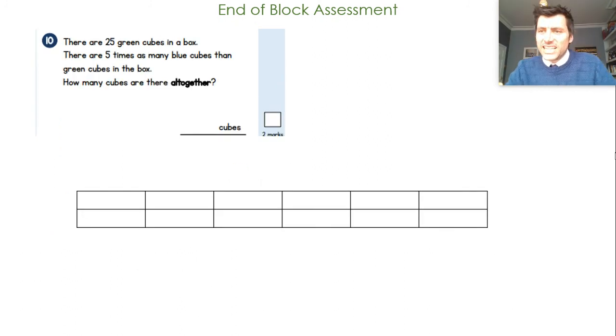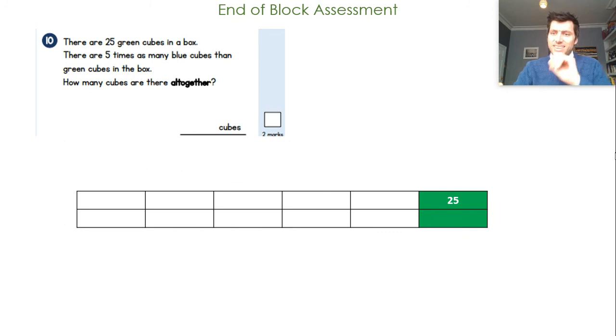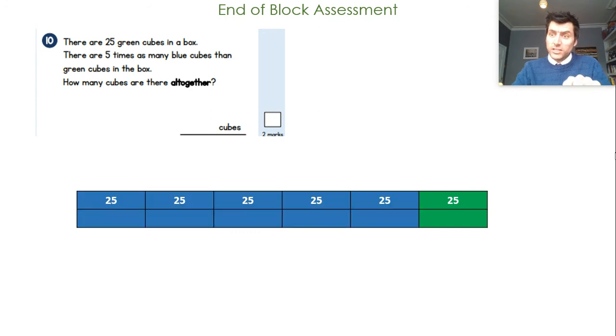Okay, last one then. I think this is the trickiest question. This is the one where bar models are your best friend in the world. Bar models then. 23 green cubes in a box, and then 5 times as many blue cubes than the green cubes in the box. And how many are there altogether? So first of all, we've got 25 green cubes in a box, okay? We know that. Then what we know is there's 5 times as many blue cubes. So for each green cube, there's 5 blue cubes, okay? So that means there's 25, 25, 25, 25, and 25, so 5 lots of 25.